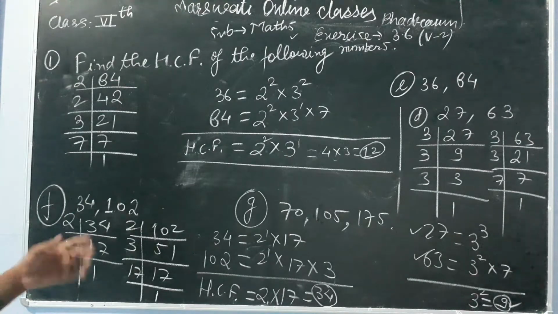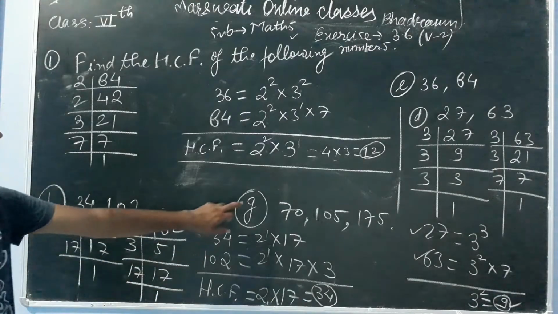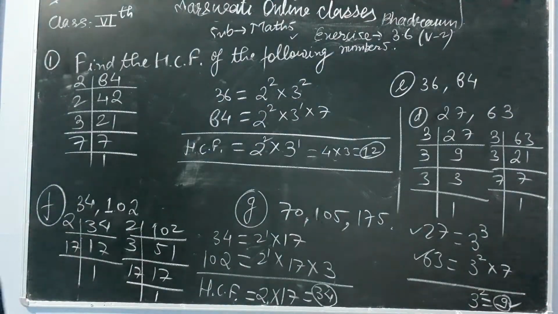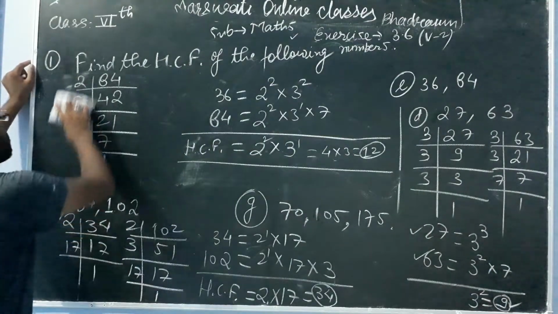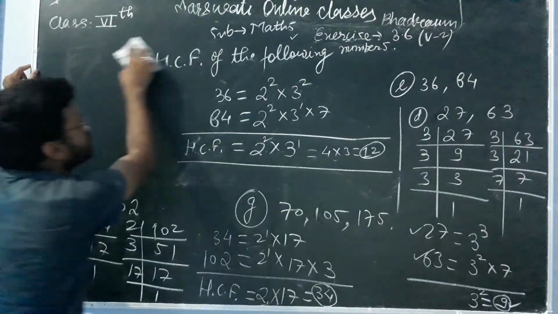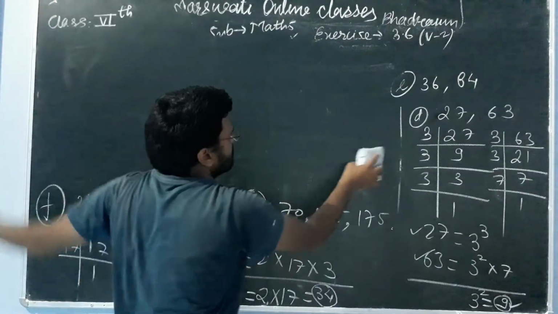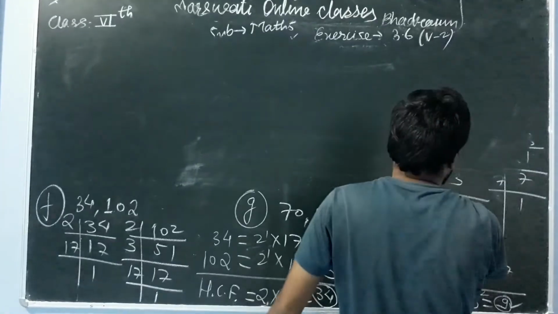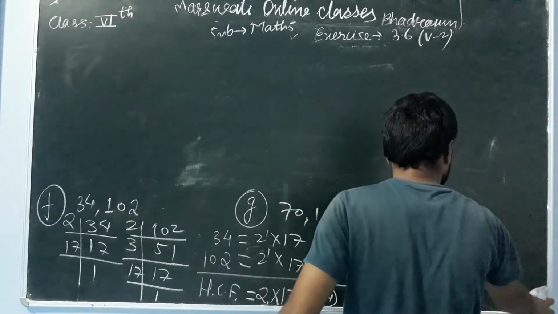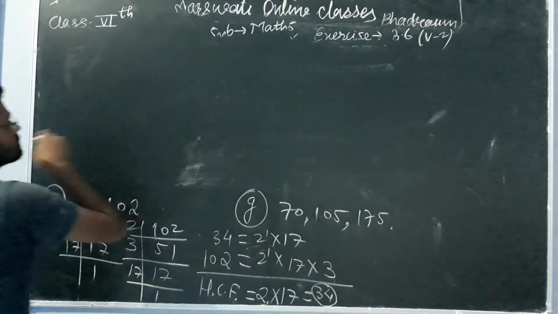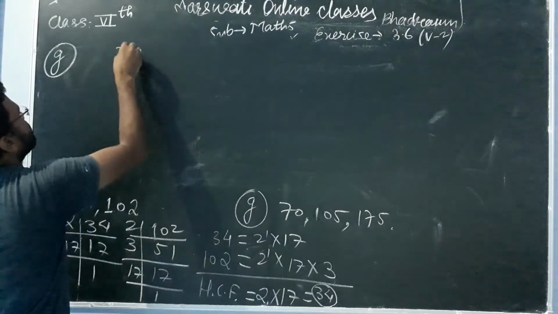Now I am going to rub all these parts and go for our next one, which is most probably G, and after that H. Okay, so we will go for our part G. Our part G is what? Part G is 70. Okay, we will factorize our 70.